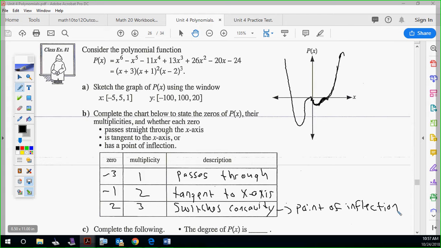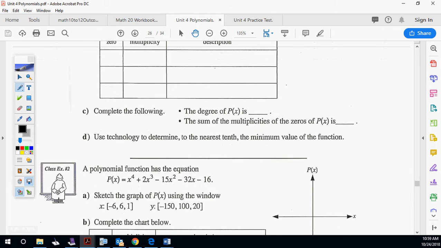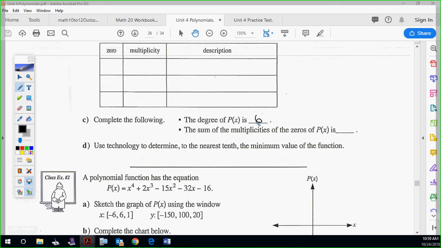Okay, and then again, we already made this observation on the previous example. If you add our multiplicities, what do you get? You get the degree. So the degree of this is 6. If we add the multiplicities, we get 6. Okay, we just got one more. Any questions, guys? Is there anything that's just blowing you away? Okay. All right, let's look at this one.